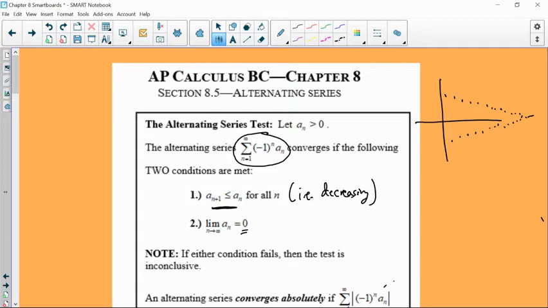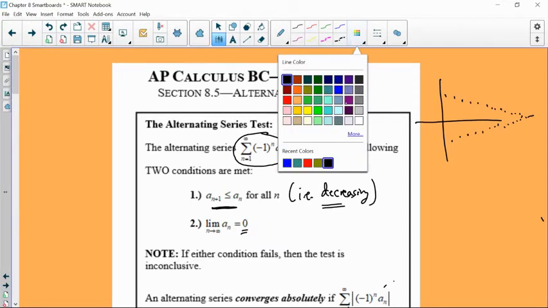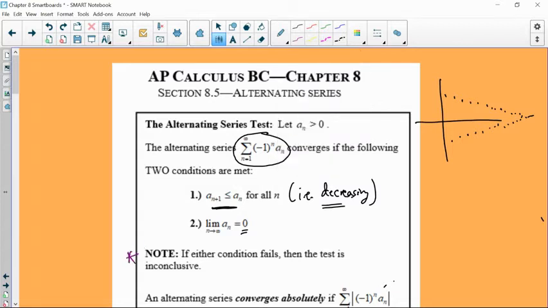It's kind of like looking at an alternating sequence. We know that converges if its absolute value converges to zero. But now the series itself will converge to a sum. Again, we might not know what that sum is, but at least we know the series will converge if it's decreasing and the limit of just the terms, without the alternating piece, goes to zero. It's important to notice that if one of the two conditions fails, it doesn't mean that it diverges. It just means that this particular test is inconclusive.